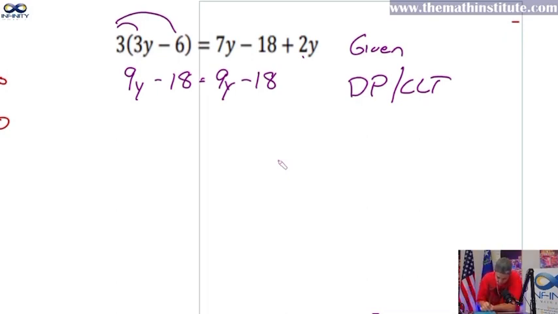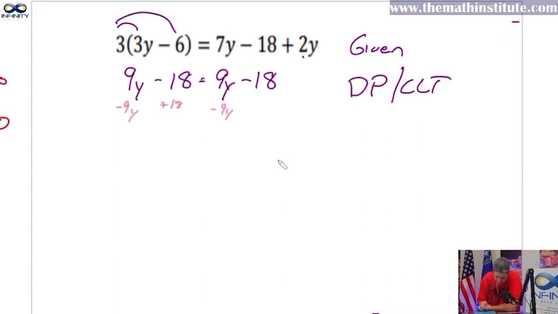So next I would move the variables to the left. So I would subtract 9y. Anything I do to one side, I do to the other. Then I would add 18 to move the constant to the right. Add 18 because anything I do to one side, I do to the other. And this is obviously APO, addition property of equations. 9y and 9y cancel. 18 and 18 cancel, and I get 0.